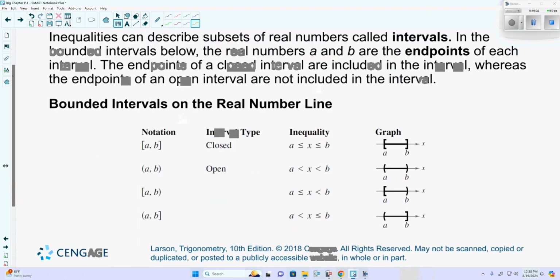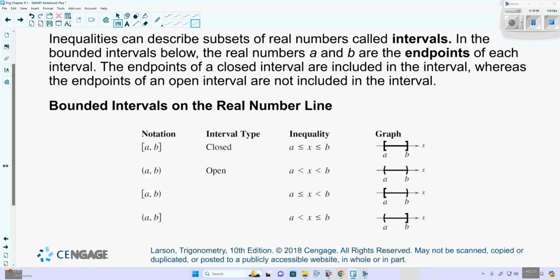Ordering real numbers and inequalities can describe subsets of real numbers called intervals. In the bounded intervals below, the real numbers A and B are endpoints of each interval. The endpoints of a closed interval are included in the interval, whereas the endpoints of an open interval are not included. So our first one, [A, B] is closed. They are included, so A is less than or equal to x is less than or equal to B. Parentheses A, B is open. And then we can have one of each. And we've talked about these before. This is nothing new.